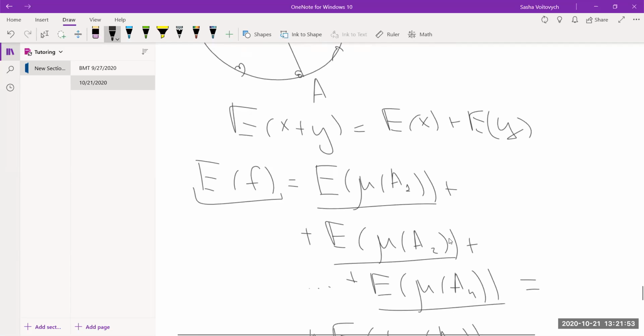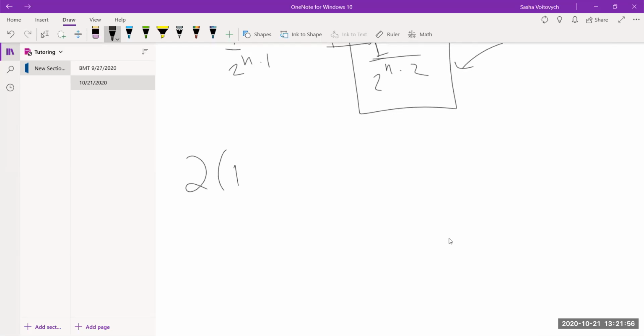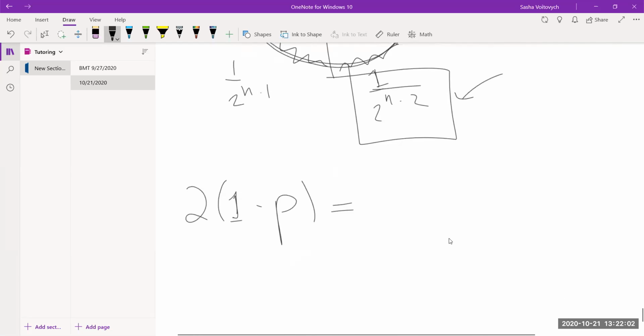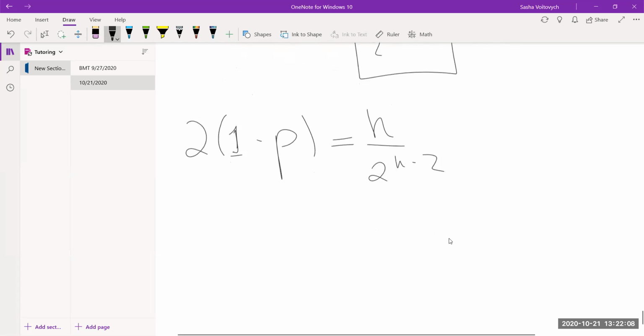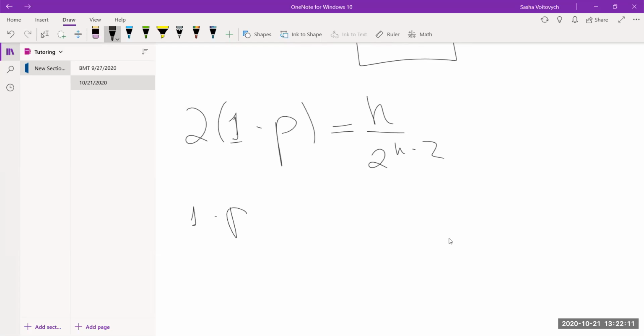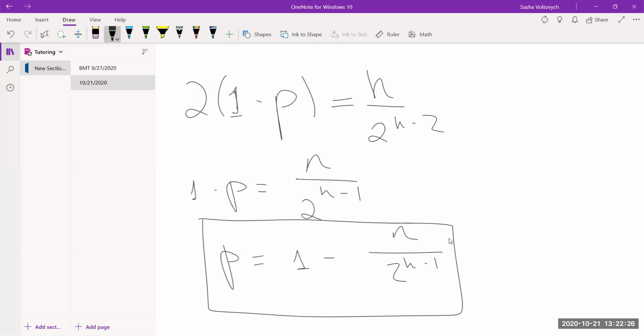So we know that the expectation of f, which was equal to 2 times 1 minus p, is equal to n over 2 to the power n minus 2. So then 1 minus p is equal to n over 2 to the power n minus 1. So p is equal to this. So we're done.